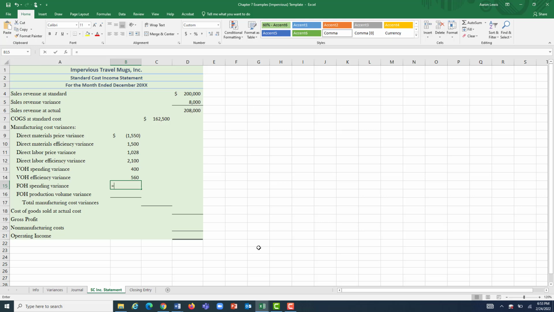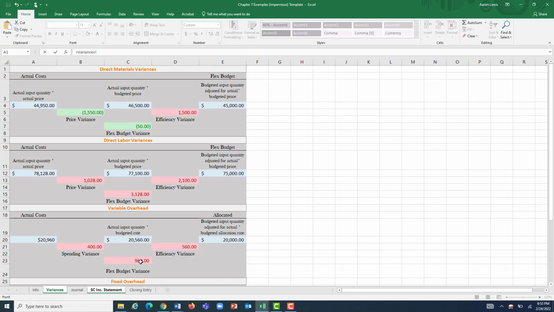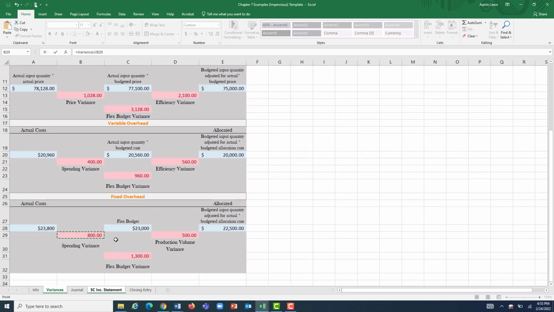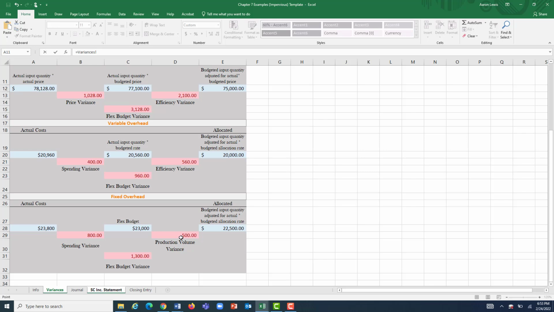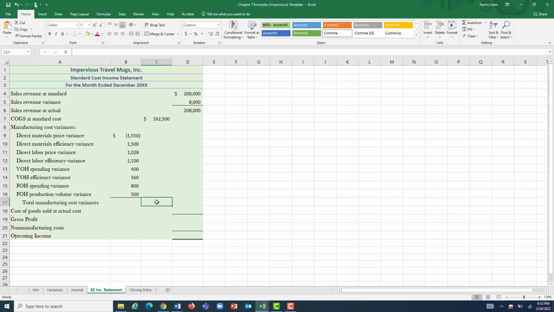We had an FOH spending variance, which according to our calculations was unfavorable in the amount of $800. We had a fixed overhead production volume variance of $500, and it was unfavorable. And if we add all that up, we get a sum of $5,338. Direct materials price variance is reducing our cost of goods sold, and it should because it is favorable.